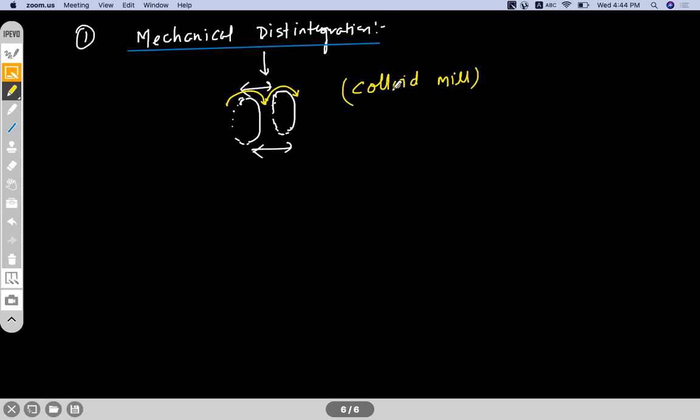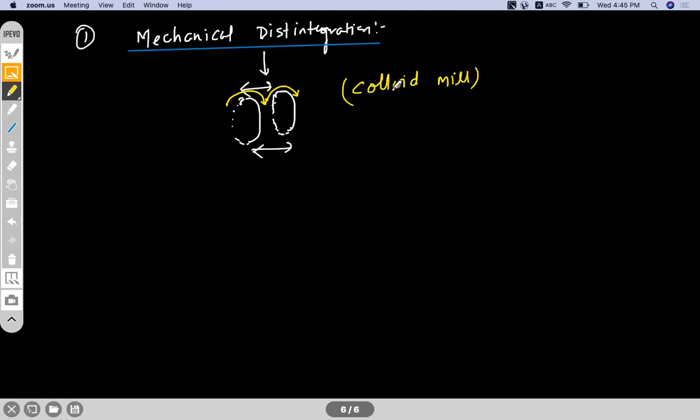Then it is mixed into the dispersion medium, which forms a coarse suspension, C-O-A-R-S-E. This suspension is again introduced into the colloid mill. The particles are ground down and reduced to the colloidal size.